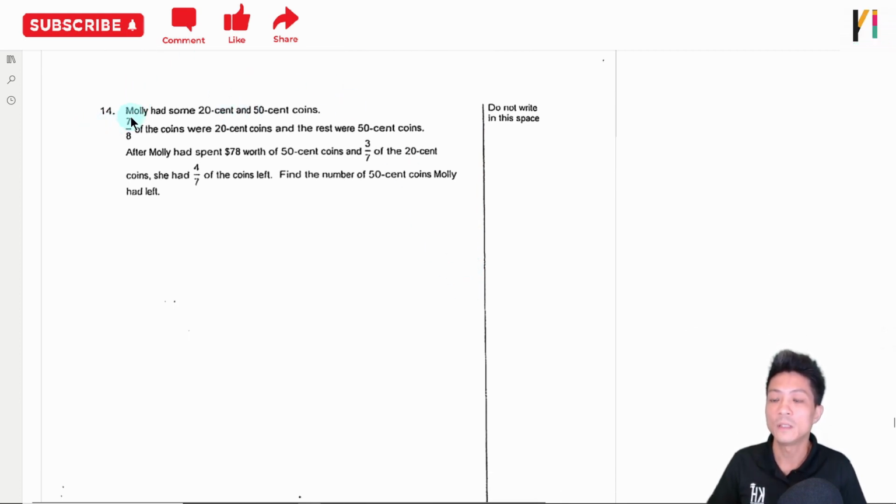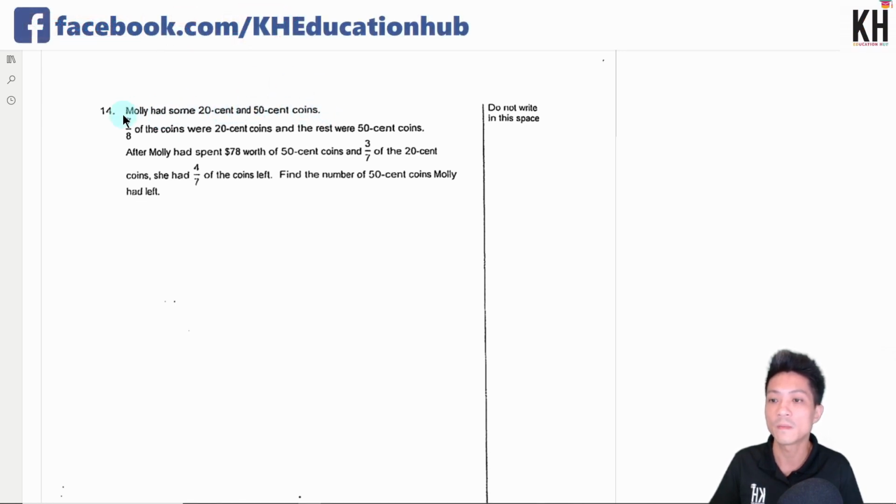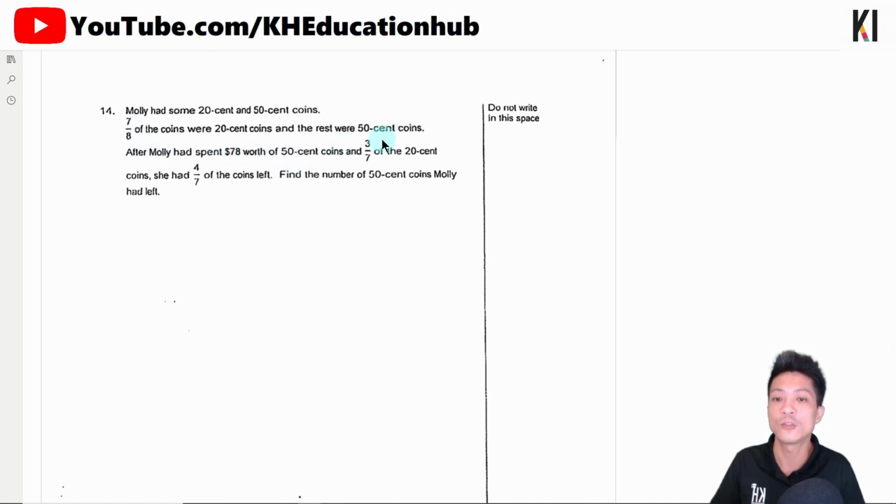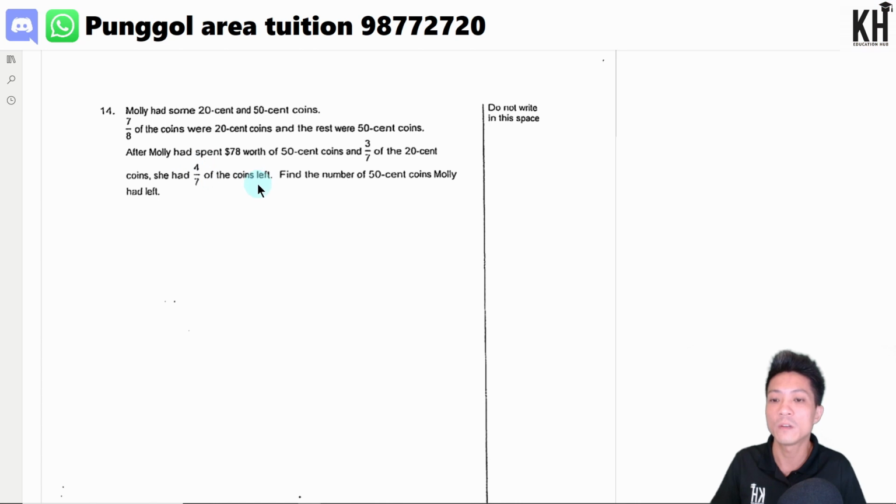Question 14. Molly had some 20-cent and 50-cent coins. 7/8 of the coins were 20-cent coins and the rest were 50-cent coins. After Molly had spent $78 worth of 50-cent coins and 3/7 of the 20-cent coins, she had 4/7 of the coins left. Find the number of 50-cent coins Molly had left.